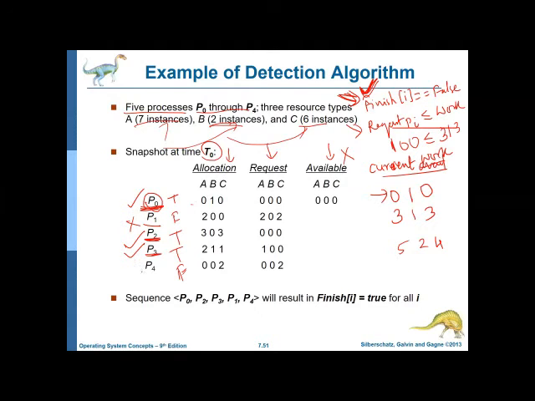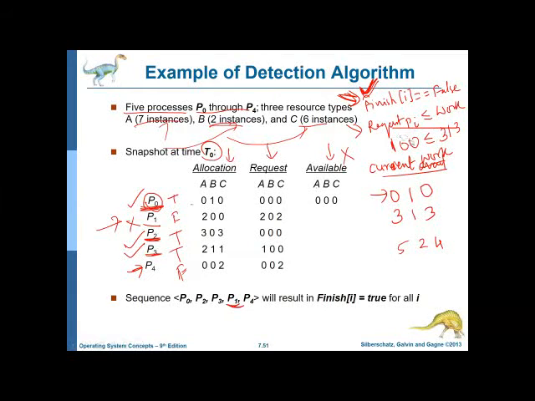Now we have two options. Either you can go to P4 or you can go to P1. Both are there. Suppose for the time being I take P1. I could have gone to P4 also, no issue. After P4, you can take P1. No issues are there. But suppose I'm taking P1 for the time being.